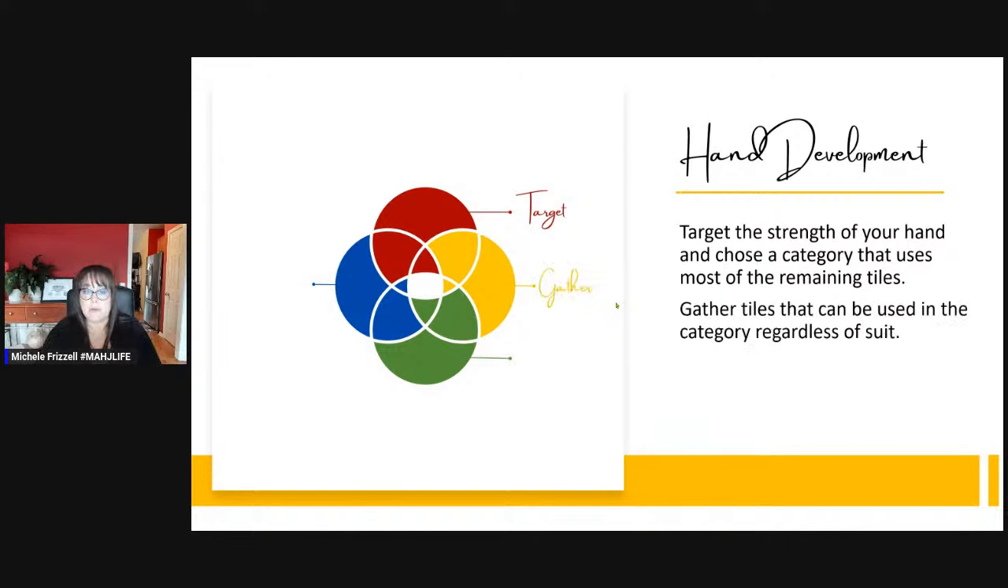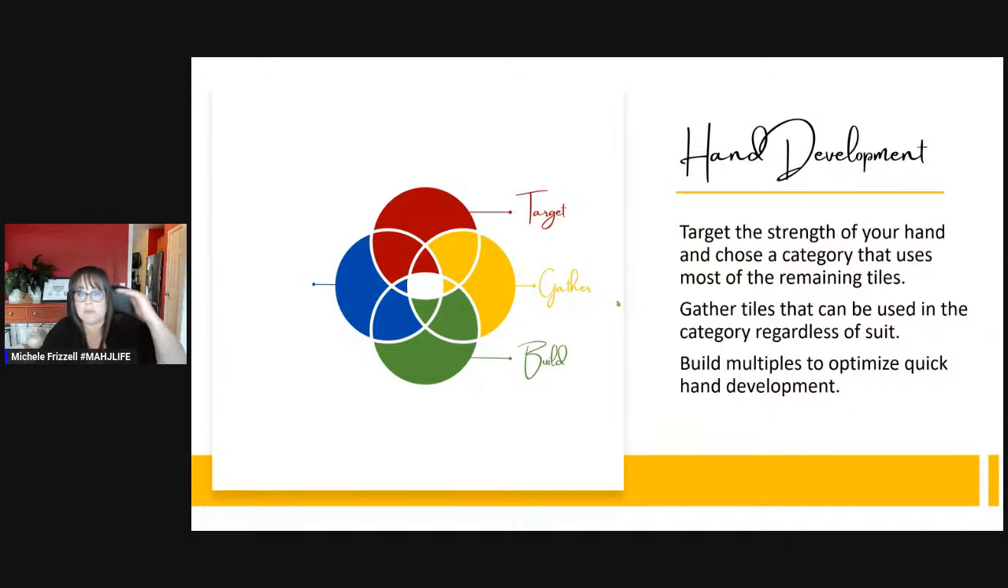The next thing you're going to do is gather tiles that can be used regardless of suit. Then you're going to build your multiples. American Mahjong is a game of multiples. At the shallowest end, we have singles and pairs, and then we build from there to bigger multiples, Pung, Kong, Quint. And all along the way, you're going to think about defending. So hand development has a process. Target, gather, build, defend. And sometimes you need to refresh. If your tiles go down in the early game, you may need to retarget, regather, rebuild, and defend. So there's sometimes a reassessment that needs to take place depending on what happens at the table. But basically, these are the phases of hand development.